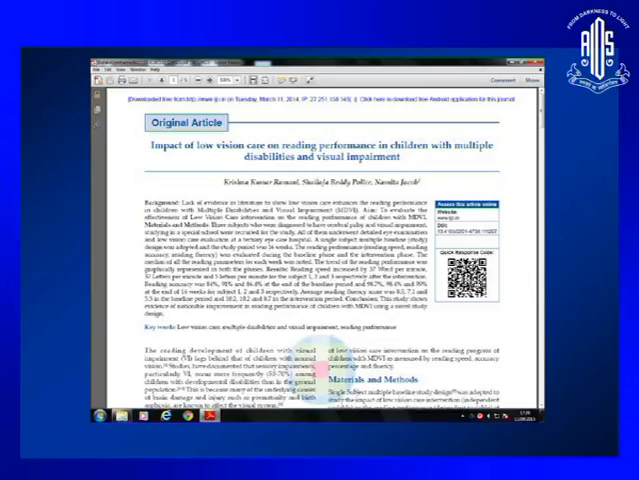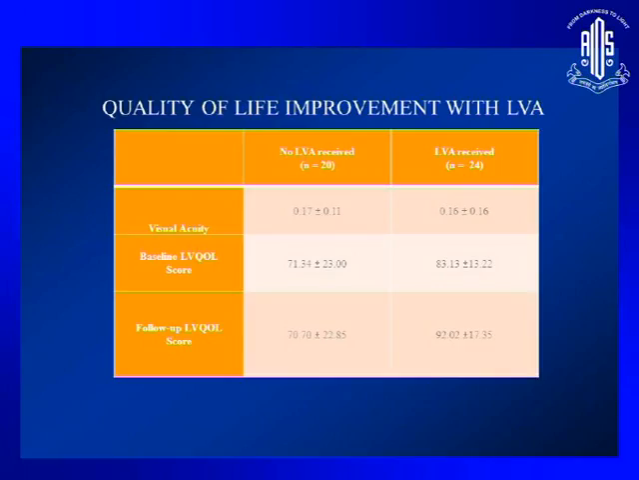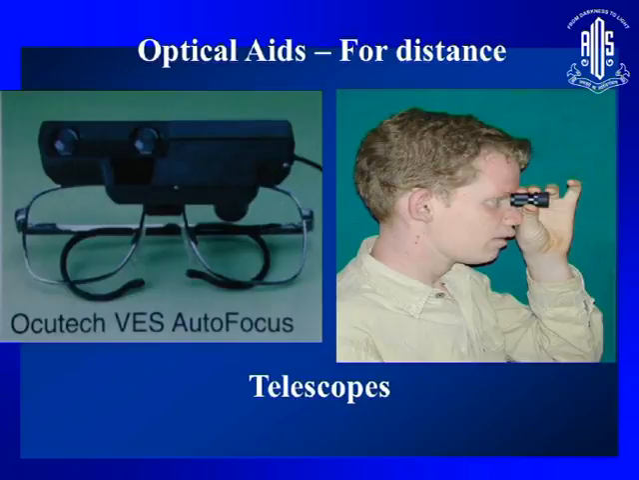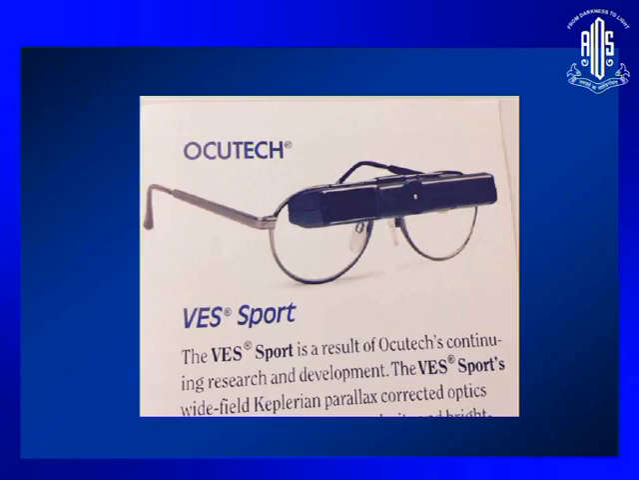This is one of the articles published in the Indian Journal of Ophthalmology, where you can see the quality of life has improved from 83 to 92 when a child or an adult receives a low vision aid. This is one of our publications. And as I said, except for the handheld telescope, today you have these Ocutech telescopes, which are called bioptic telescopes, which are cosmetically acceptable, very simple, and affordable also. This can be easily mounted on the top of the spectacle frame.